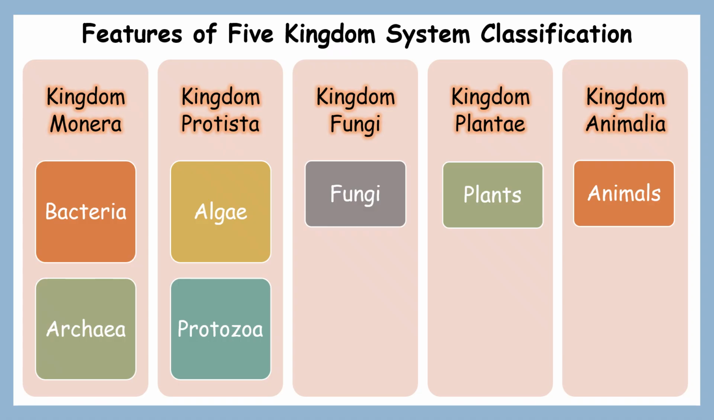So, Whittaker divided the living organisms into five kingdoms. Kingdom 1 is Kingdom Monera, followed by Kingdom Protista, Kingdom Fungi, Kingdom Plantae, and Kingdom Animalia. Kingdom Monera includes the bacteria and archaea. Kingdom Protista includes algae and protozoa. Kingdom Fungi includes fungi. Kingdom Plantae includes all the plants, and Kingdom Animalia includes animals.